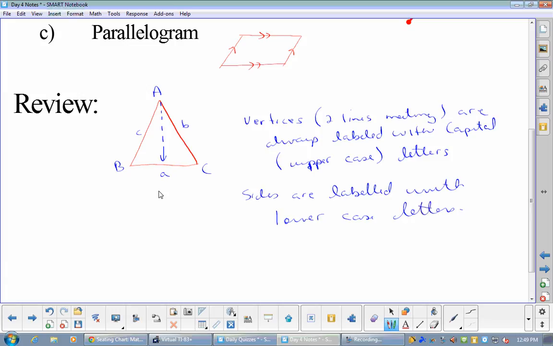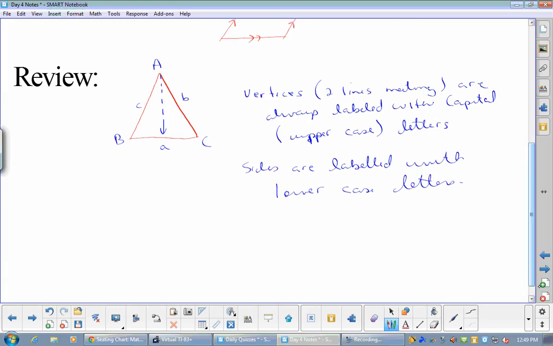Okay, and one more small little piece of review. Angles of a triangle all equal, or add up to, what? 180 degrees.